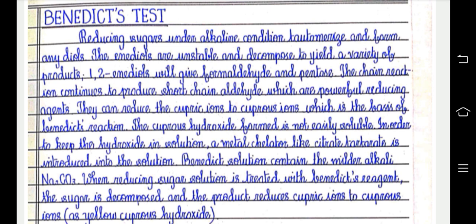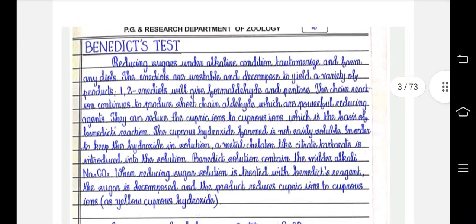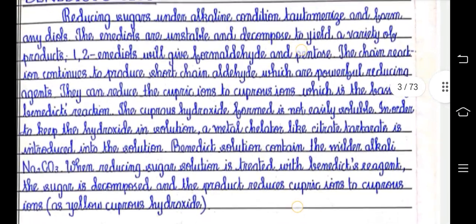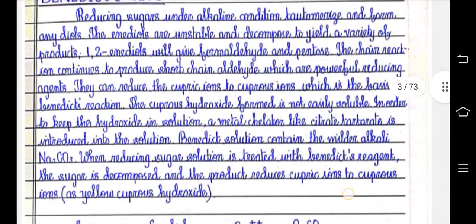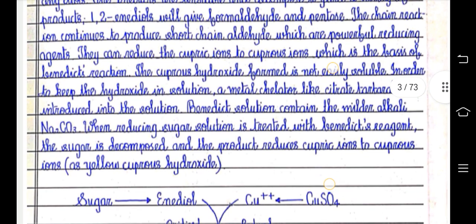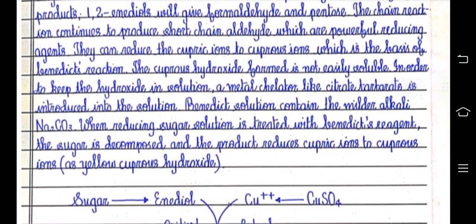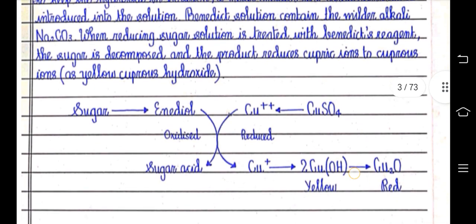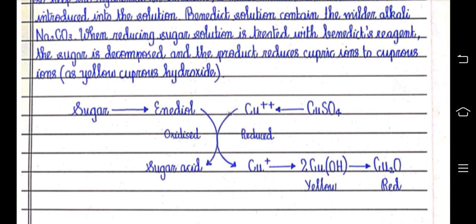The cuprous hydroxide formed is not easily soluble. In order to keep the hydroxide in solution, a metal chelate like citrate or tartrate is introduced into the solution. Benedict's solution contains the milder alkali Na2CO3. When reducing sugar solution is treated with Benedict's reagent, the sugar is decomposed and the product reduces cupric ions to cuprous ions as yellow cuprous hydroxide. Sugar, Benedict, sugar acid.